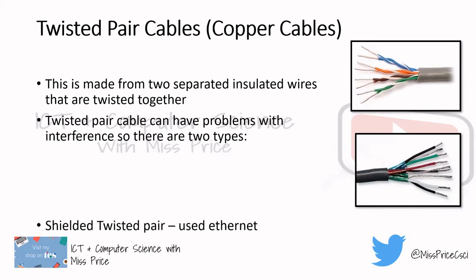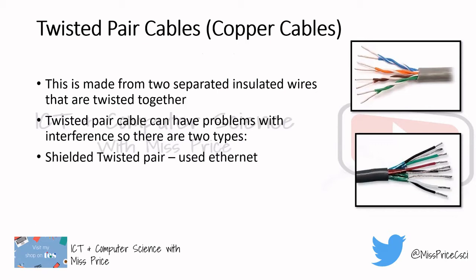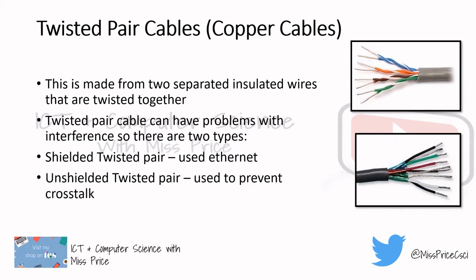So there are two types. One of them is the shielded twisted pair, and that's used mostly in Ethernet. And the other one is the unshielded twisted pair. Now, the shielded twisted pair is used to prevent crosstalk, because there are obviously some interference problems there.